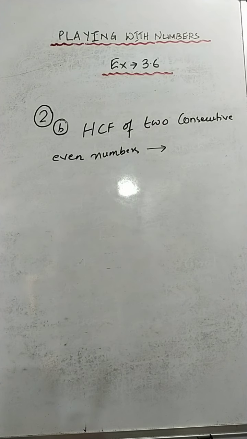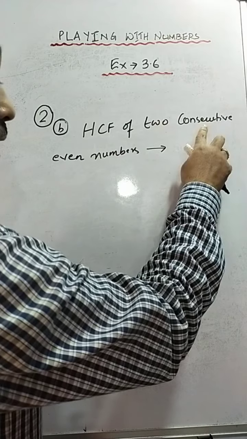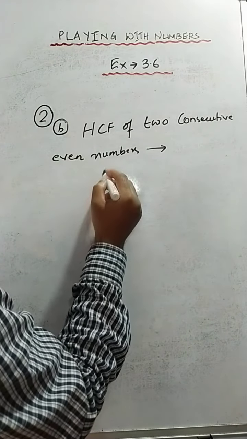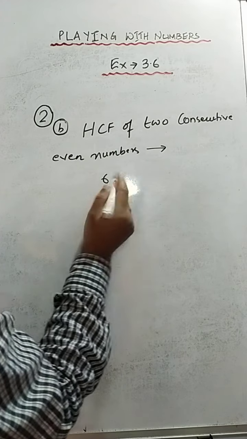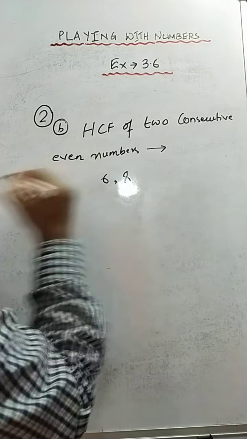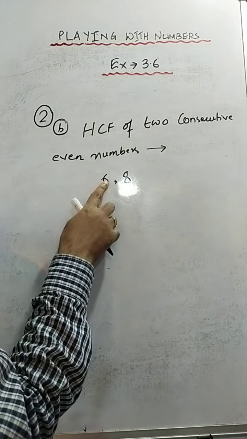Okay, so let's proceed to part B. In part B we have to find the HCF of two consecutive even numbers. This time we have to go for even numbers, but they have to be consecutive. Suppose I take the first even number as 6, so what would be the next consecutive even number? 8, isn't it?